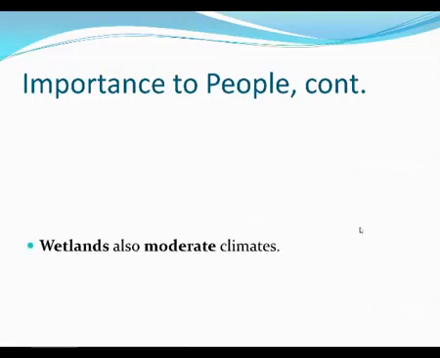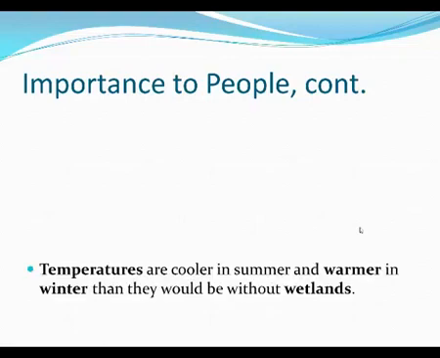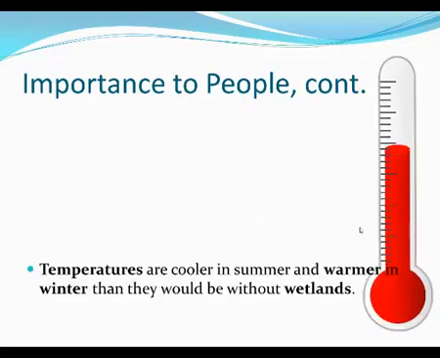Wetlands also help to moderate climates. Temperatures are cooler in summer and warmer in winter than they would be without wetlands. Mostly because water does a really good job of storing heat energy. It stores heat energy during the summer, keeping things somewhat cool, and then during the winter, it gives off that excess heat energy, causing things to warm up slightly near wetland areas.